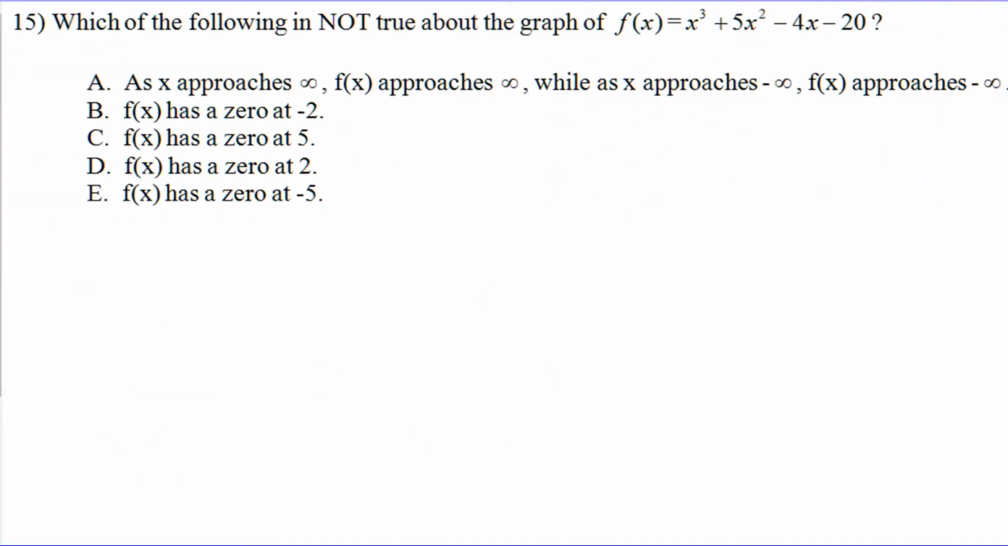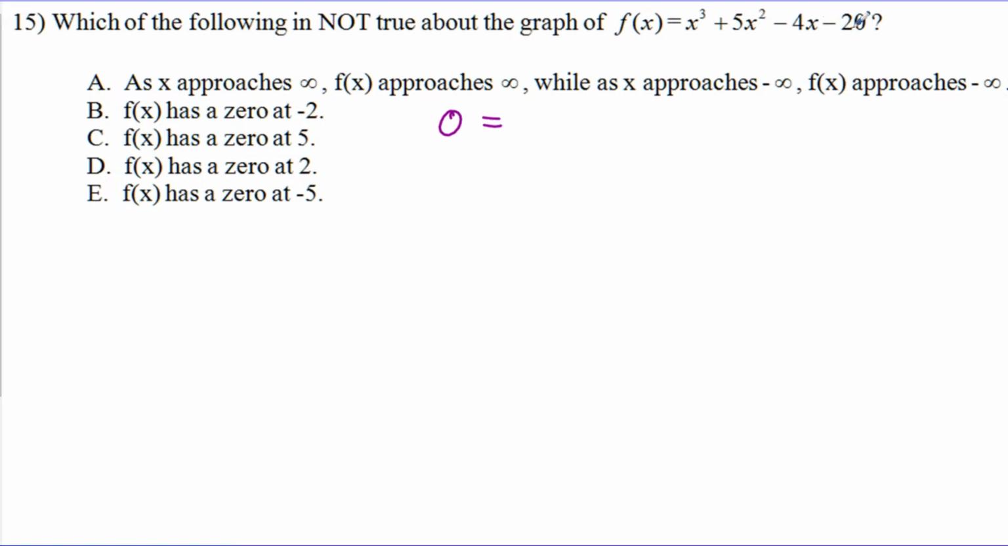All right, so next problem, problem 15. They're asking which one of these is not true about this polynomial function, x cubed plus 5x squared minus 4x minus 20. So if you notice, all of my choices here, B, C, D, and E are all about the zeros of the function. So we need to find the zeros of the function in order to identify if any of these is not true.